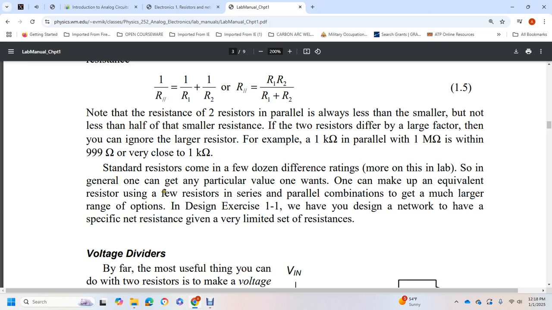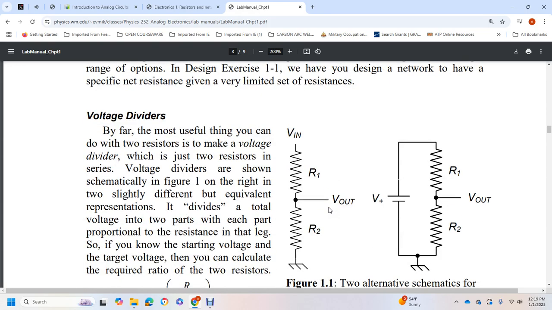One can make up an equivalent resistor from a few resistors in series and parallel combinations to get a much larger range of options. In design exercise 1, you have to design a network to have a specific resistance given a very limited set of resistors.